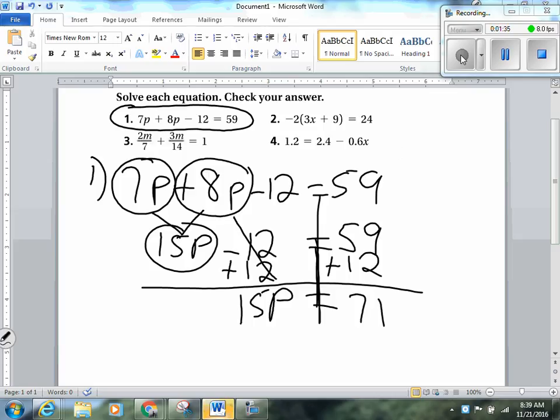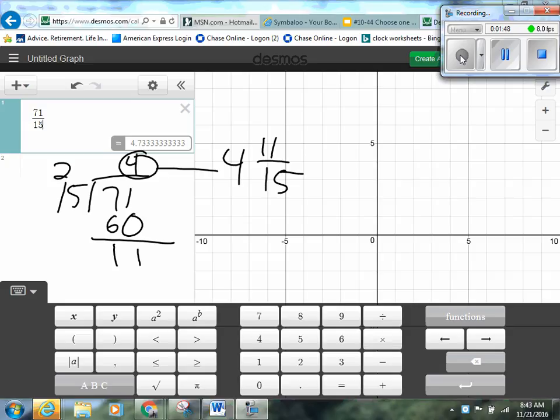From here, we have a number next to a letter, which means we have to divide to get our answer. So if you go to your calculator and put 71 over 15 in your calculator, you'll see that it is 4.73 repeating. The answer that you want to do is put it in that form.